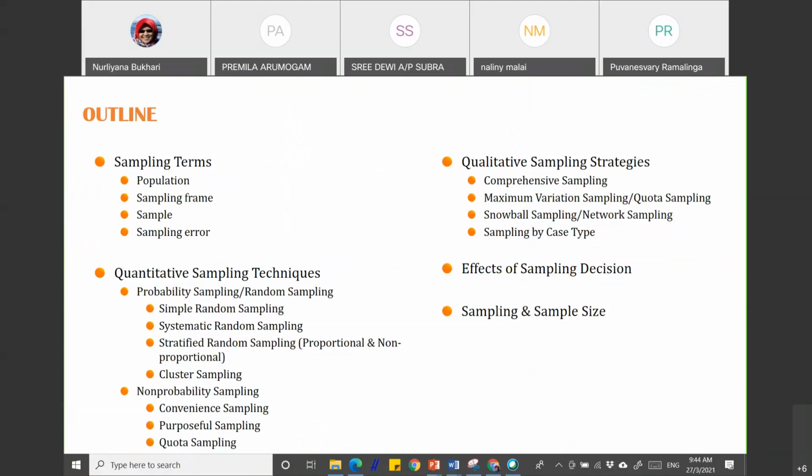Okay. So today, the outline: we're not going to cover in detail every single thing, but this is basically what it is all about when we talk about sampling based on the research method that we select. Okay. So here are some sampling terms: population, sampling frame, sample, sampling error. These are what guide the rest.